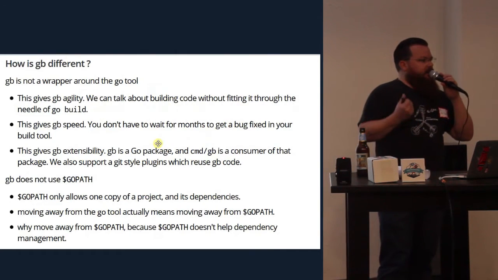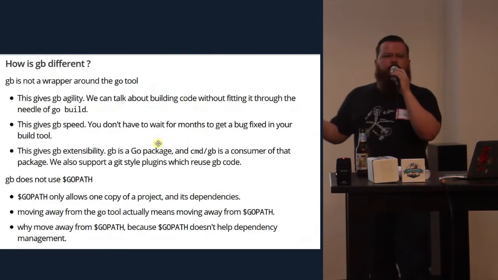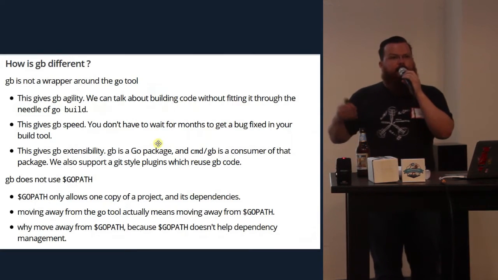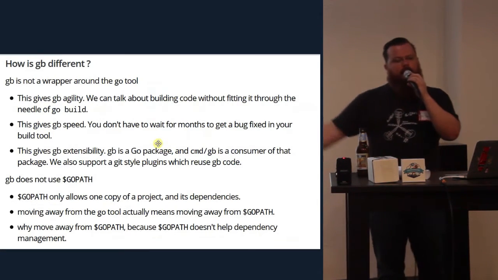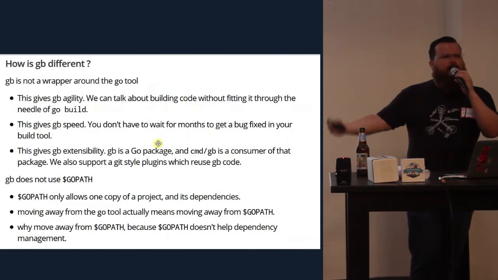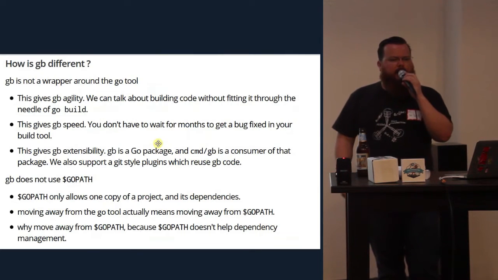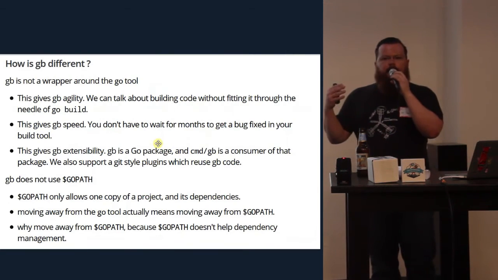The second one is it gives us speed. We don't have to wait until a bug fix lands in the next version of the Go tool. And if you're unfortunate enough that your company isn't chasing the bleeding edge, you may have to wait even longer. So having a thing built outside the Go standard library, I think, is an advantage. And the last one is extensibility. And I talked a little bit about this before.